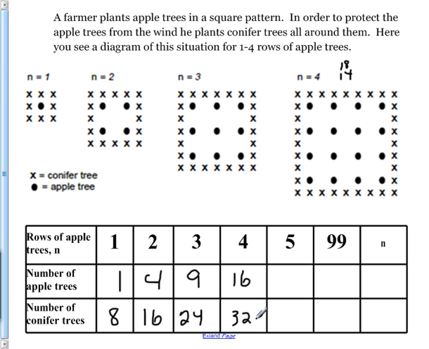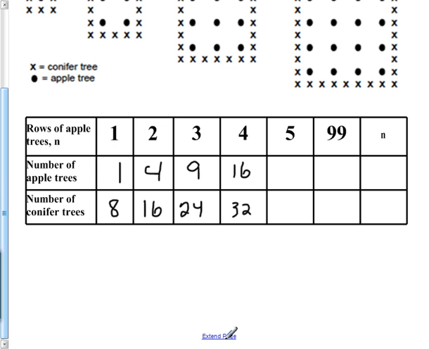Okay, so the idea is, can we find a pattern here that will tell us what the fifth one is, what the 99th, so if they had 99 rows of apple trees, and then n, we're just going to generalize it. So in general, n can be any number, n can be like 5,000, n can be 26, whatever. We'll find out an equation. We'll figure out what that equation is.